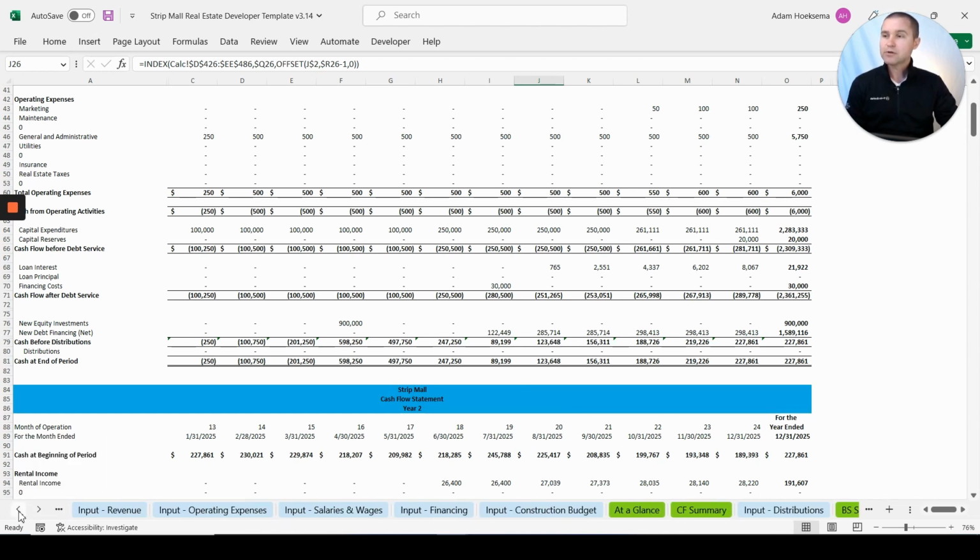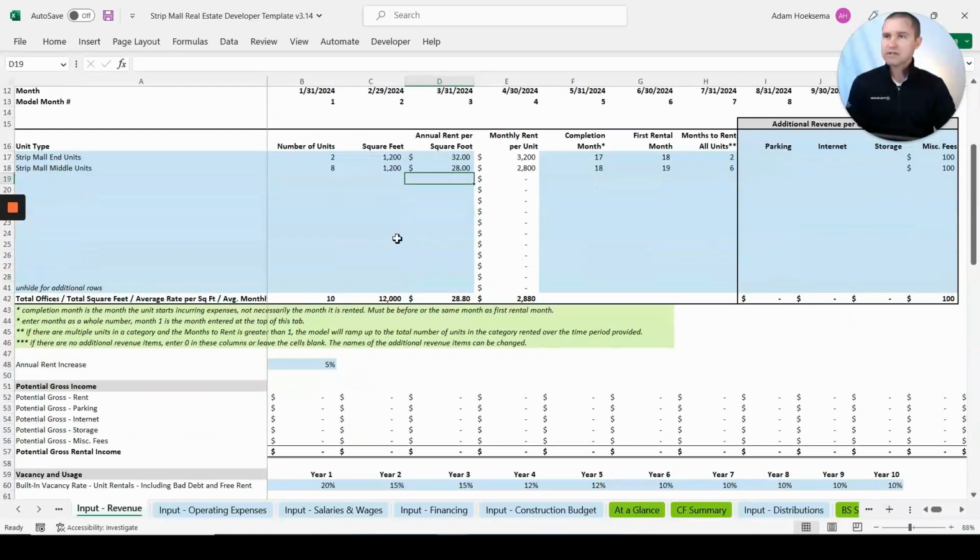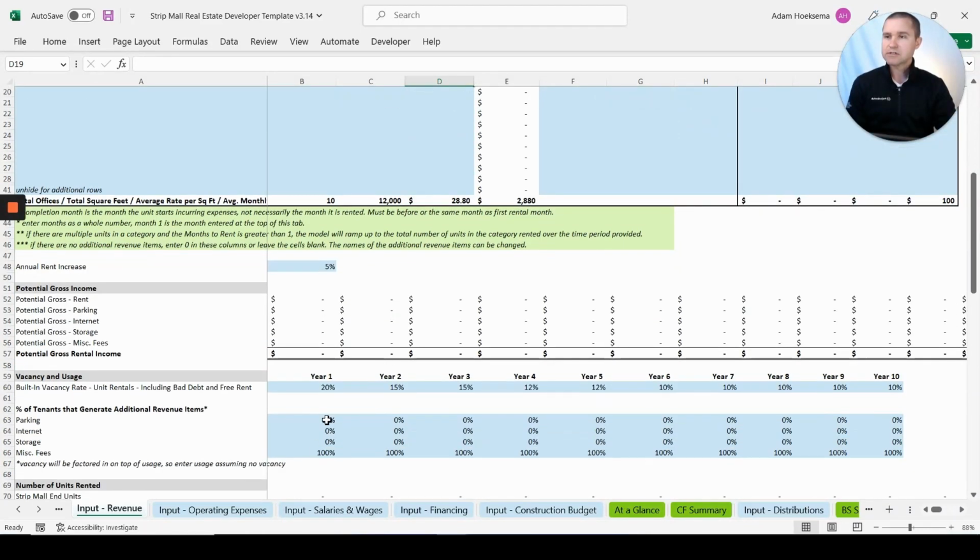There are a number of input tabs that I'll run through here quickly now. So we have the input revenue tab, and what we're going to do here is put in our different unit types. We're going to keep it pretty simple, and we would just say, hey, we have our strip mall middle units that are priced one way, and then the end cap units are priced a different way. And so you can see how you can enter in those assumptions.